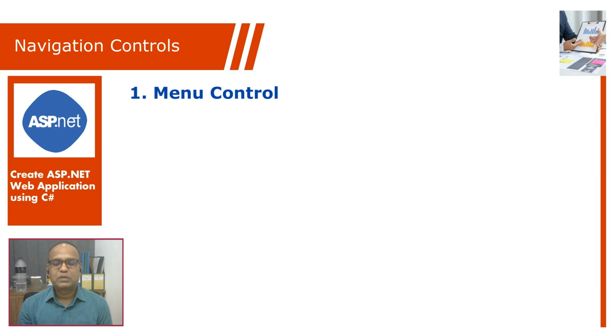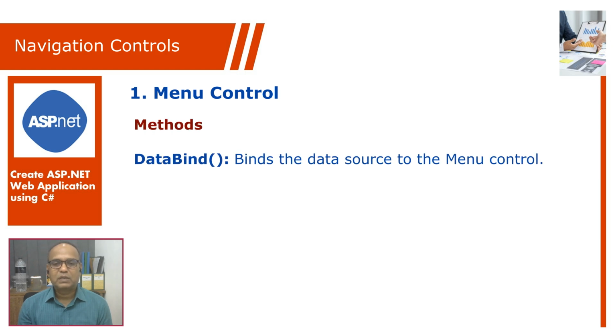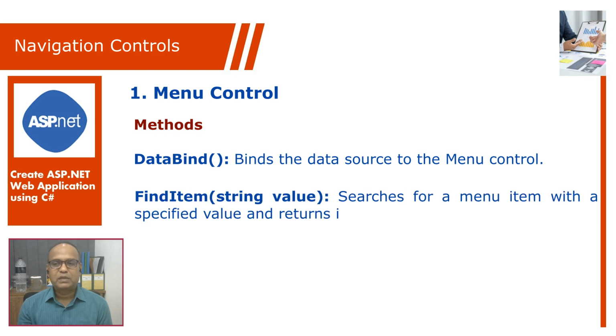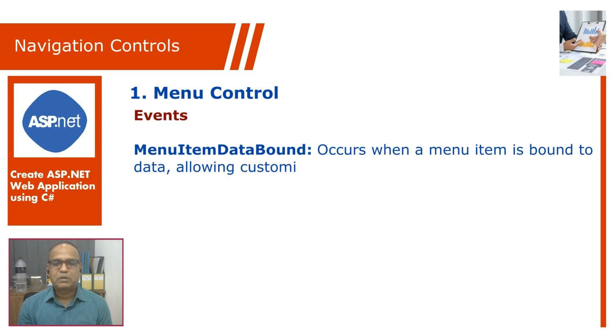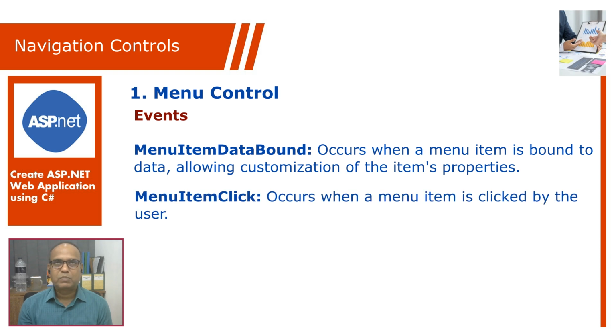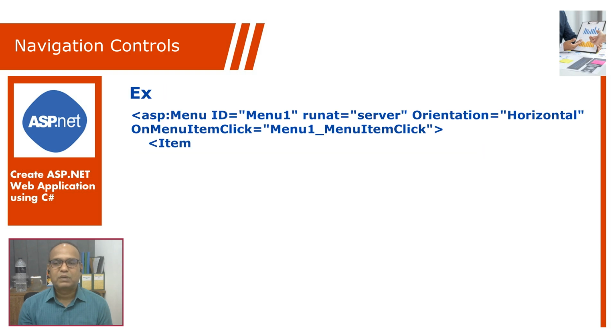Methods. Data bind binds the data source to the menu control. Find item string value searches for a menu item with a specified value and returns it. Events. Menu item data bound occurs when a menu item is bound to data, allowing customization of the item's properties. Menu item click occurs when a menu item is clicked by the user.